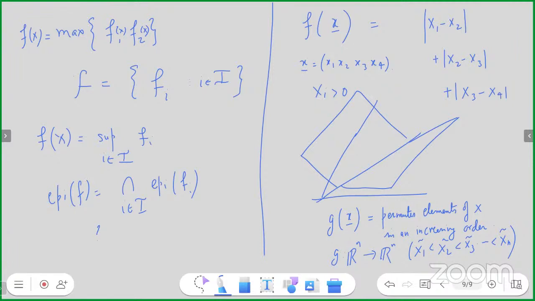Correct. So mod of x1 minus x2 is just x2 minus x1. You can reverse it, that is okay, but it's not x1 minus x2, it's just x2 minus x1. Fine. Is x4 minus x. Correct. So now after you add it up, what do you get?